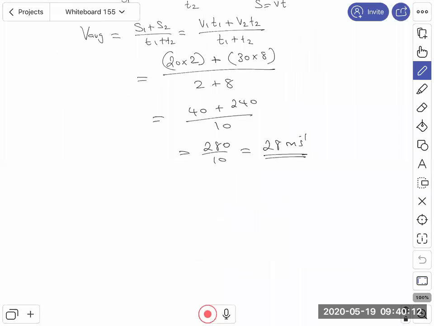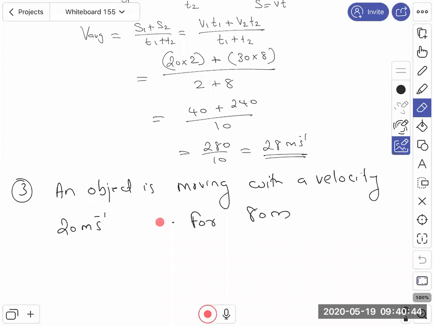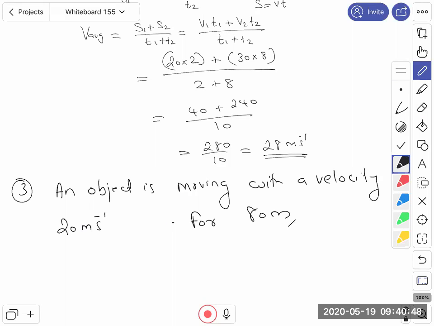An object is moving with a velocity 20 meter per second for 80 meter, and with a velocity 30 meter per second for 180 meter. Calculate the value of average velocity.